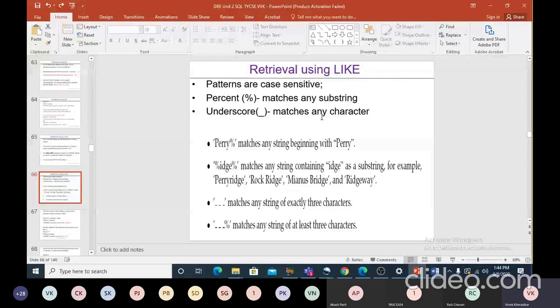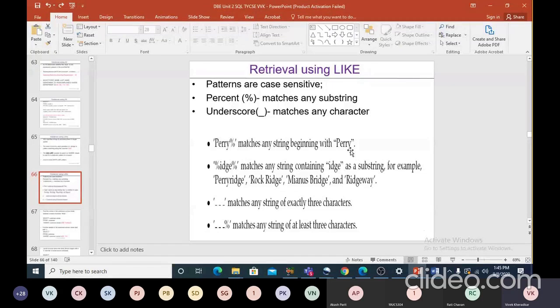Here are some examples of how to form a pattern. The first pattern, in single quotes, is 'Perry%'. What about this pattern? This pattern matches strings which start with Perry, and after Perry any string is allowed. That's why percentage. So this pattern matches any string beginning with Perry.